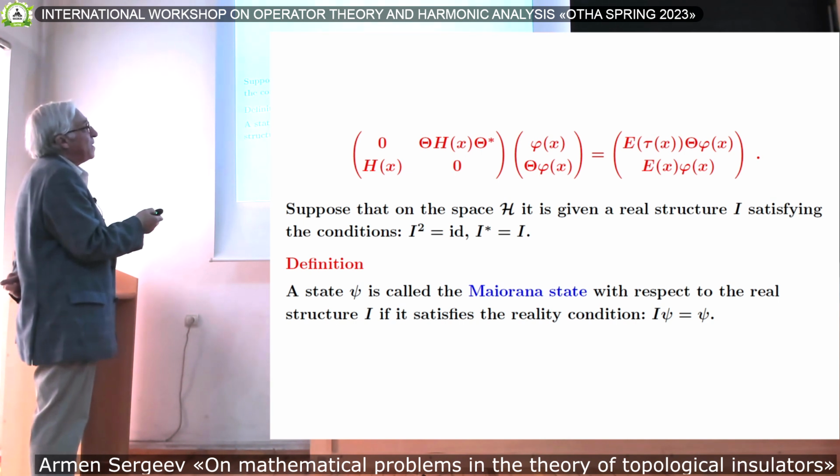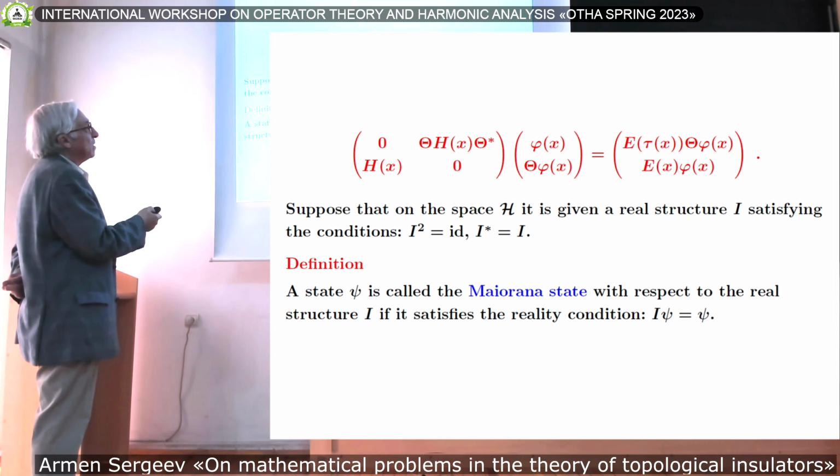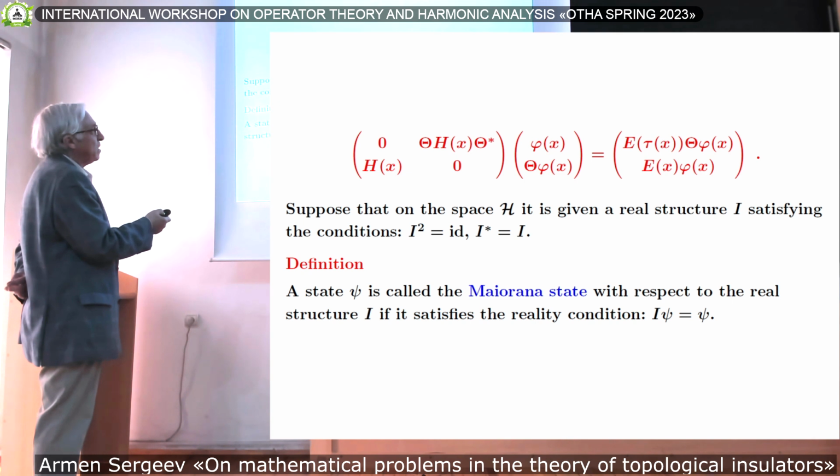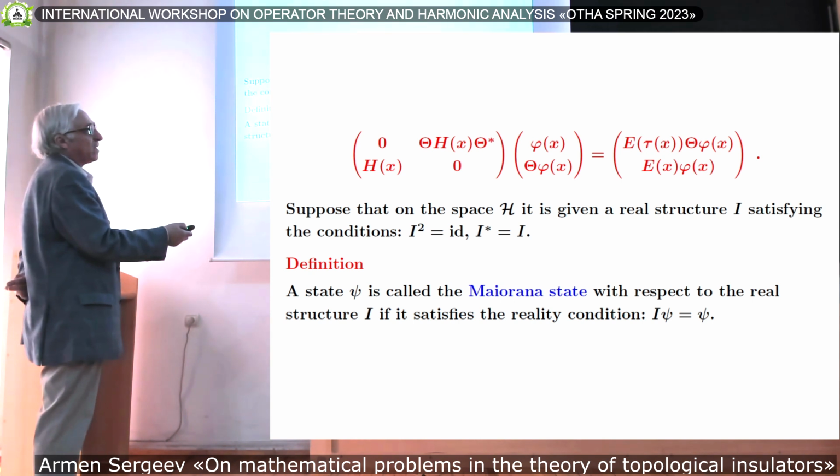Suppose now that on the space H a real structure I is given, satisfying the condition that I squared is equal to identity and I star is equal to I. A state psi is called a Majorana state with respect to this real structure if it satisfies the reality condition.